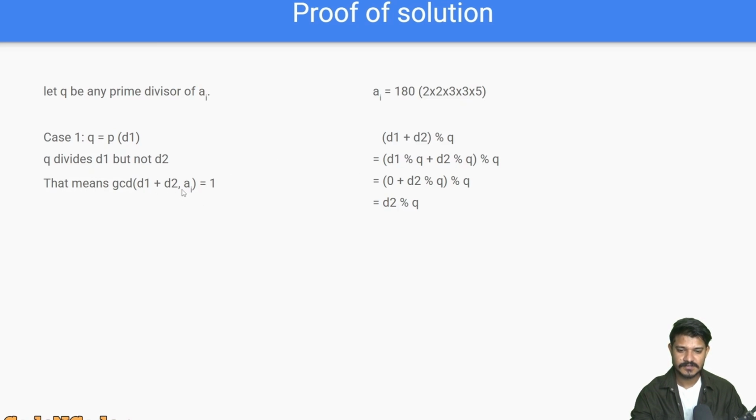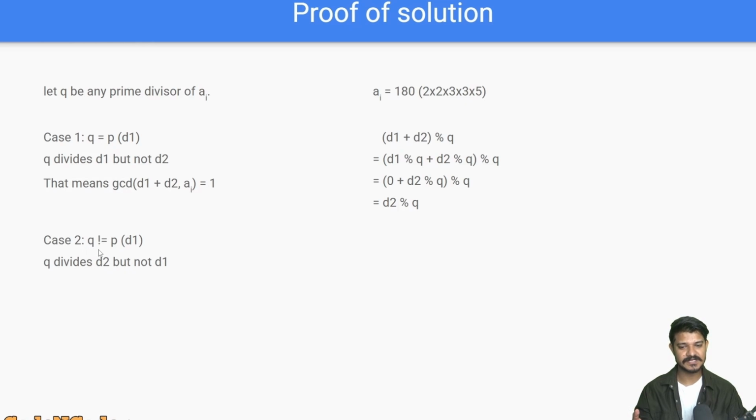So clearly Q divides Ai, but does it divide D1 plus D2? Let's see. If it divides D1 plus D2, D1 plus D2 modulo Q is going to be 0, right? We already know D1 plus D2 modulo Q is equal to D1 modulo Q plus D2 modulo Q, and overall modulo Q. Now Q already divides D1 because Q is equal to P, so D1 modulo Q is going to be 0. Now we are only left with D2 modulo Q. Now D2 modulo Q is not equal to 0. That means this prime Q doesn't divide D1 plus D2 completely, right? So we cannot take out Q common between Ai and D1 plus D2. So that was one case, when the prime that we picked was equal to P.